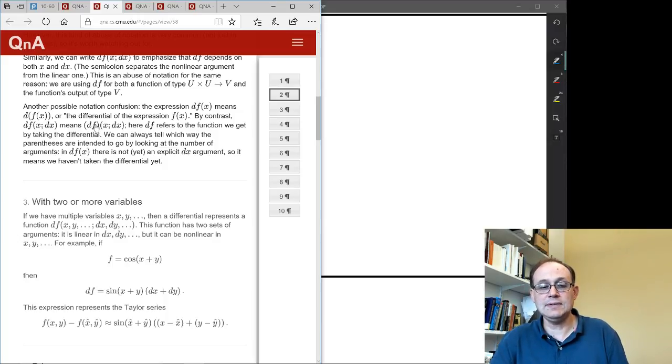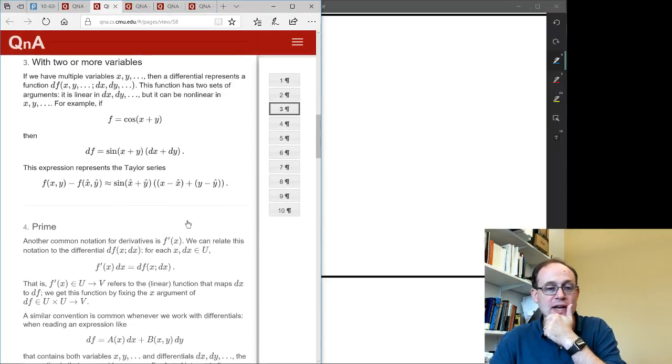And again, this should be clear from looking at the expression, because if you've just got the x argument, it means you're about to take the differential of the function f of x. And if you've got two arguments, it means you have already taken the differential, and df is that differential. All right, so it's just a couple of points about notation to keep straight.